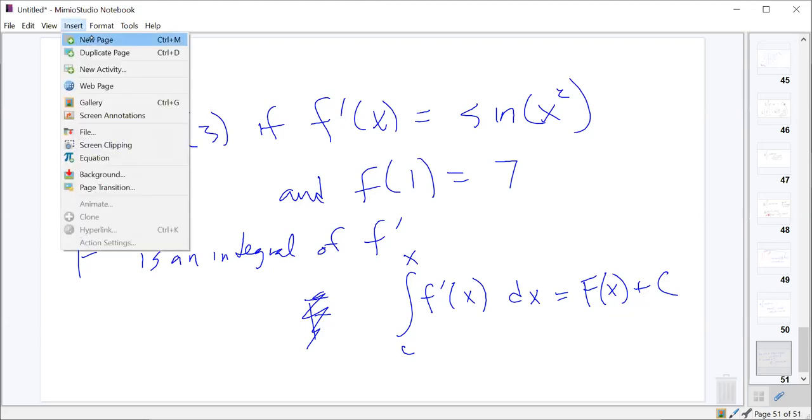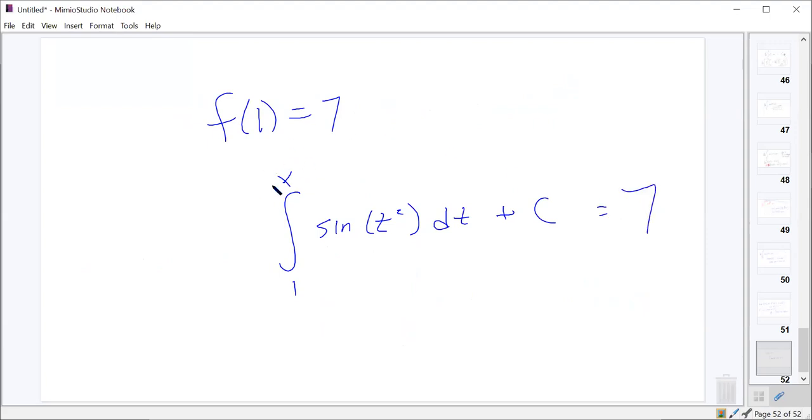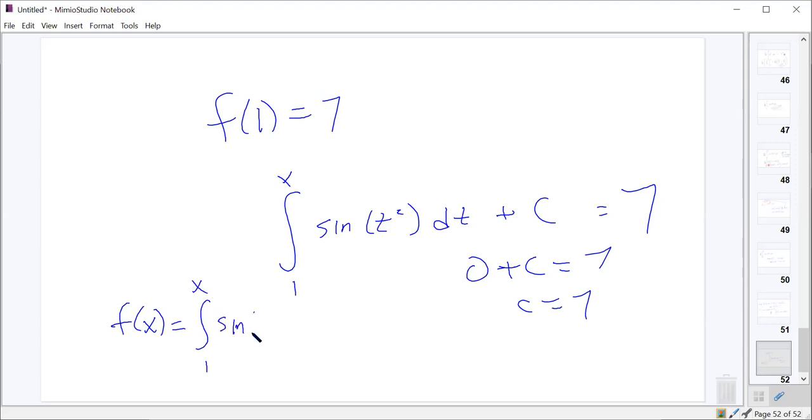Effectively, since the initial condition we had is f of 1 equals 7, we're saying that the integral from 1 to x of the sine of t squared, plus some constant, needs to equal 7. Because if I plug 1 in for x, that gives me the integral from 1 to 1 of this function, which is 0. And we get 0 plus a constant equals 7, telling me that the constant is 7. So we can then say that f of x is equal to the integral from 1 to x of sine of t squared dt plus 7.